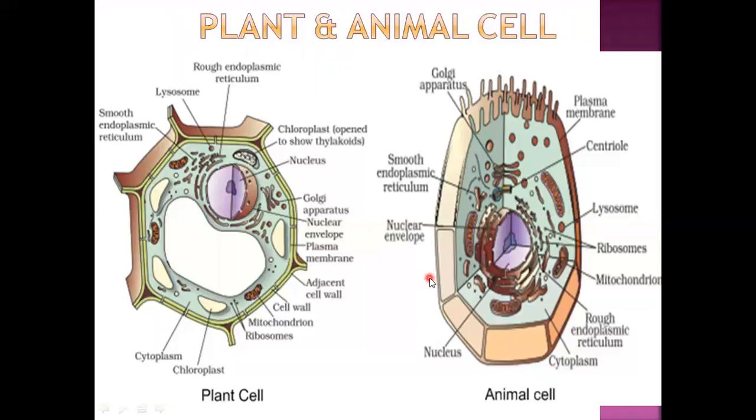Then comes the animal cells, which do not have cell wall. Animal cells do not have cell wall. So this is a plant cell and this is an animal cell, and cell membrane is in both, but cell wall is present only in plant cell. That is one difference between plant cell and animal cell. Other differences are also there, we will learn.